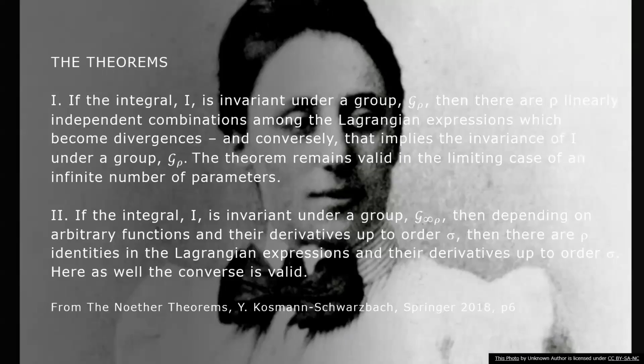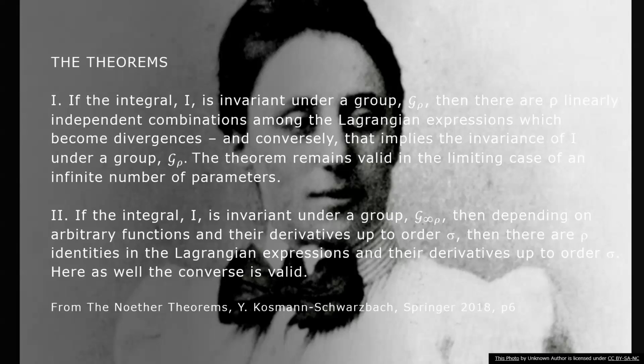Well, here are two theorems. So basically the first one, which is commonly known: if the action integral is invariant under a group, I don't know if you can see that G rho, but that's a finite symmetry group, then there are R linearly independent combinations among the Lagrangian expressions which become divergences, okay? Doesn't sound much like she's talking about symmetry groups or conservation at all. She's talking about divergences. And then she says the converse is also true. The theorem would remain valid in case you had an infinite number of parameters in the situation, all the quarks and all the stars in the universe, that sort of thing.